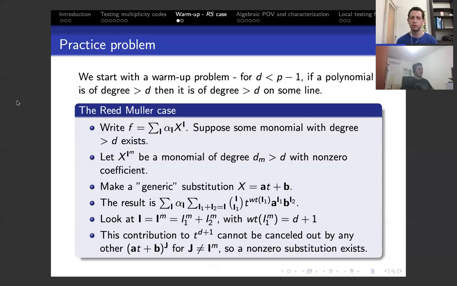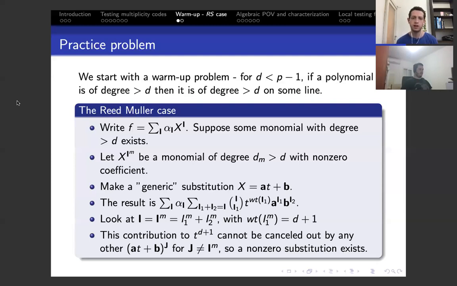It's a sum over all monomials, where for each one we sum over all the ways to split it into two parts, I1 and I2. We get a binomial coefficient, and the power of t will be the weight of I1, and we get a and b raised to the powers I1 and I2 respectively. So if we look again at our specific monomial and we split it into two parts, where the first part has weight d plus 1, this makes a contribution to the coefficient of t to the d plus 1.